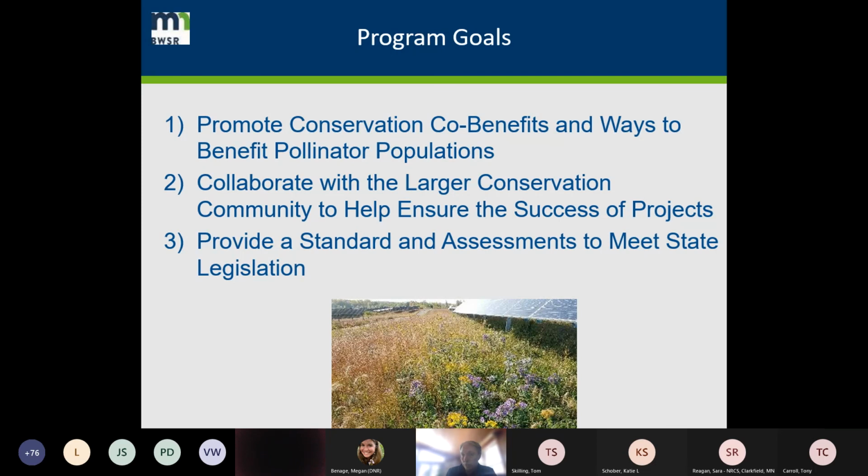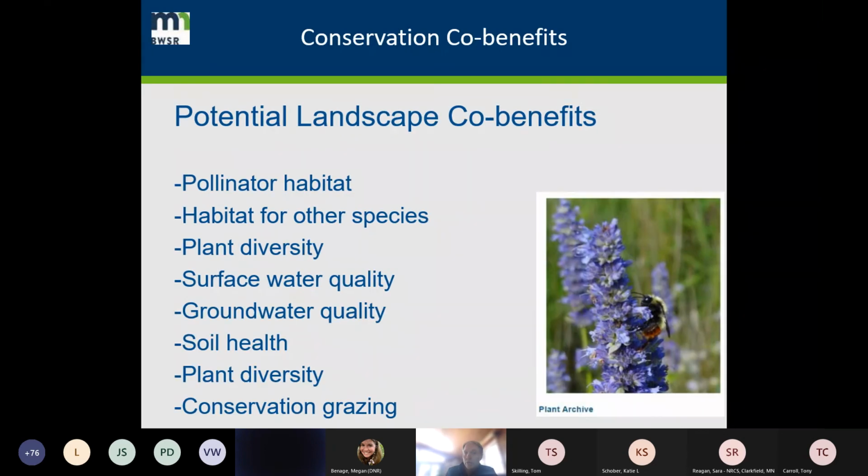Some of the goals with our program, as this program has developed: we wanted more than just a standard. We wanted there to be support for groups who are working on habitat solar projects. We saw some opportunities to work with a larger conservation community to involve them with solar projects, and really wanted to think about co-benefits across these landscapes, because these solar projects have potential to really help with our goals around soil and water conservation in addition to pollinator habitat. So these are all goals that Megan talked about, and these are things that we've been promoting as part of these projects.